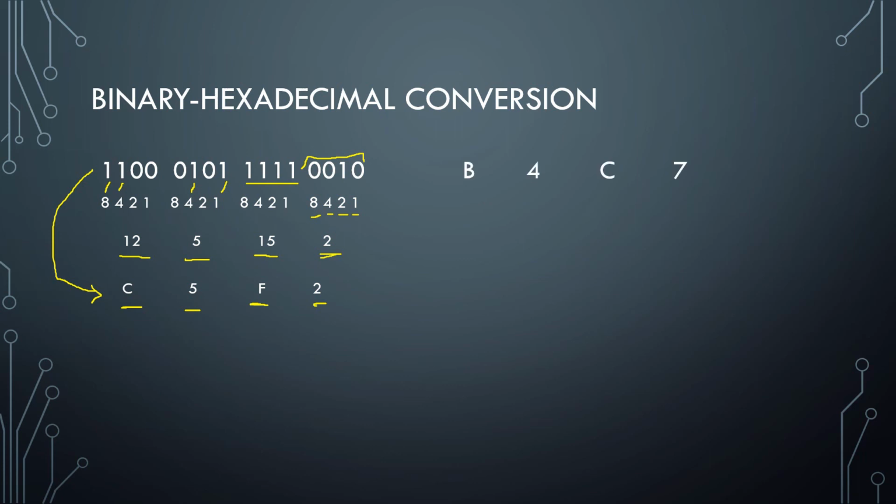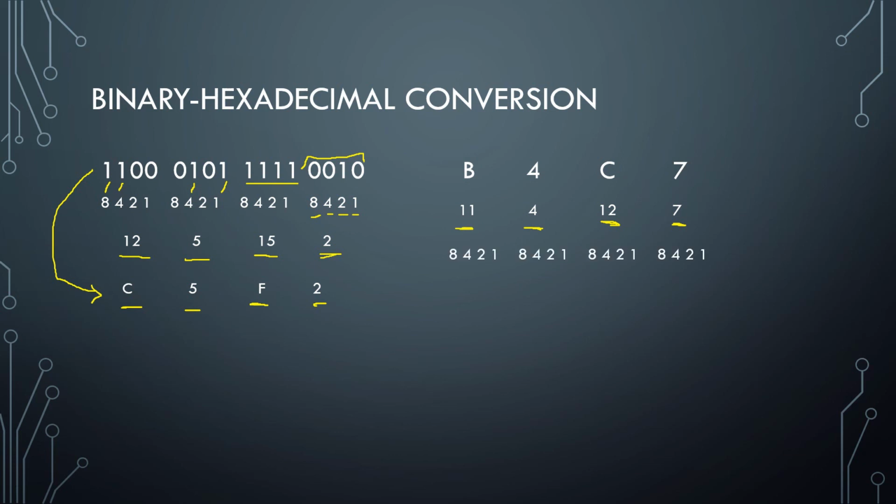If we start out with a hexadecimal number of B4C7, this works in a similar fashion. So what we're going to do is write down the decimal equivalents. We're working backwards a little bit this time from the last conversion we did. So 7 is just 7, C is 12, 4 is 4, and B is going to be 11. Okay, so we have kind of our intermediate numbers.